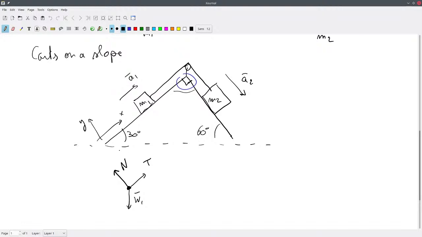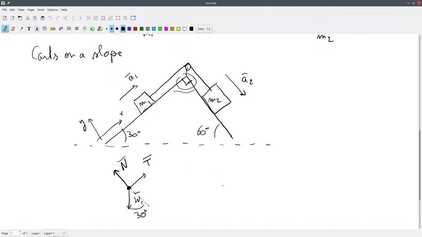And the benefit is that the normal force is now entirely in the y direction. The tension is entirely in the x direction. And the weight, of course, is in a combination of the x and the y direction. It's going to be at an angle of 30 degrees away from the y direction. So that's one free body diagram.